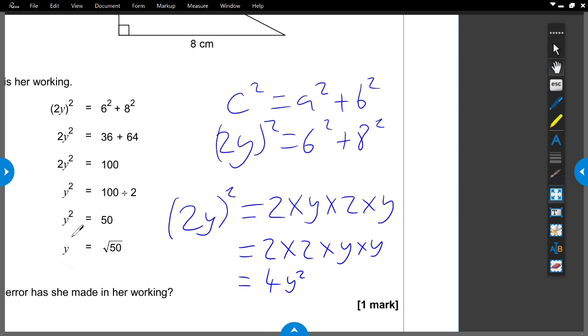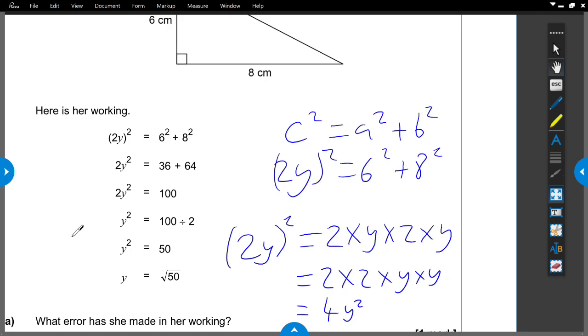If in doubt, assign a value to y. Have a look at our algebra. Does it work? If y was equal to root 50, let's follow back. So root 50, if we square that, we do get 50. If we do the opposite and we times that by 2, we do get 100. And then if we split it up, yes, that does give us this.